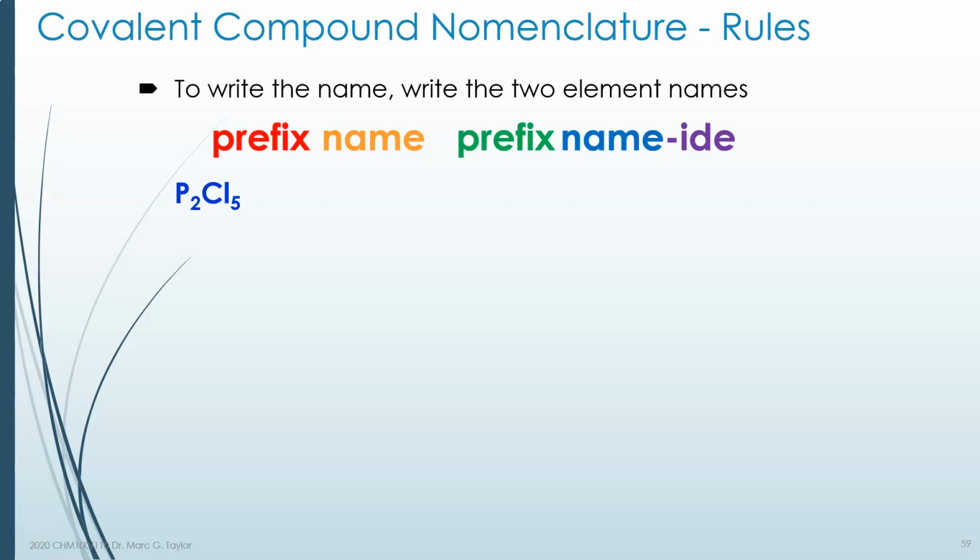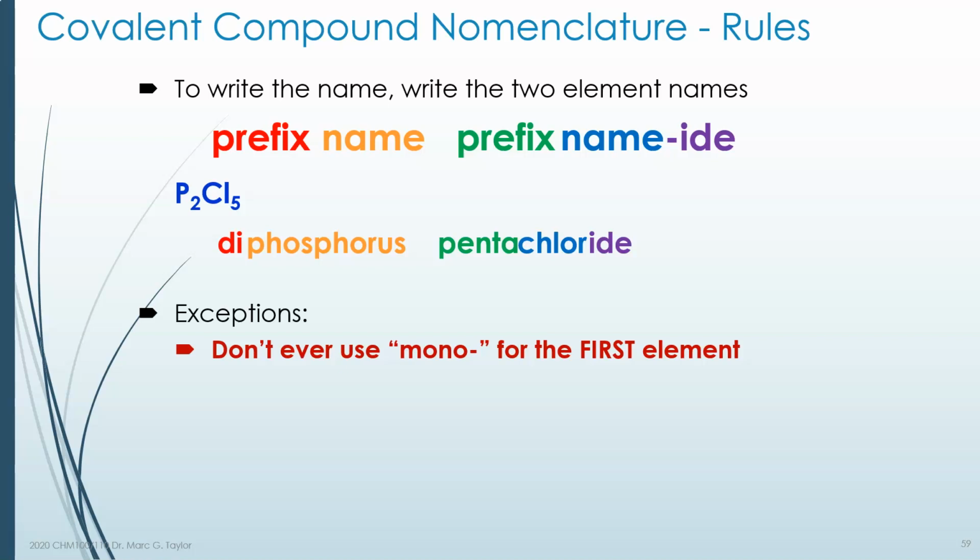So for example, P2Cl5, we can see right away there's a phosphorus and there's chlorine in it. We have 2 phosphoruses, so we use the di. And we have 5 chlorines, so we use the penta. And you always end the second name with "ide," so chlorine becomes chloride. So our whole name together is diphosphorus pentachloride. And this is the basic rule for all of them, with a couple minor exceptions.